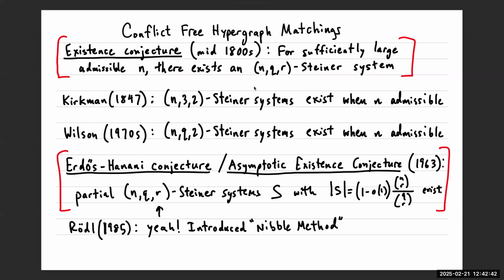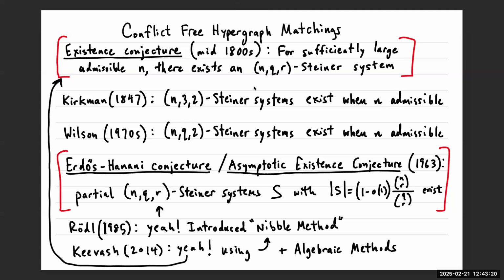So in 1985, Rödl proved that indeed these partial, asymptotic Steiner systems exist. And this introduced a method called the nibble method, or the Rödl nibble, as it's known. This has been a very successful method. Basically it says do something in chunks, then maybe fix some errors and then do another chunk. So you nibble away at your problem. And then the big existence conjecture from the mid-1800s was proved by Keevash in 2014. That was huge news.